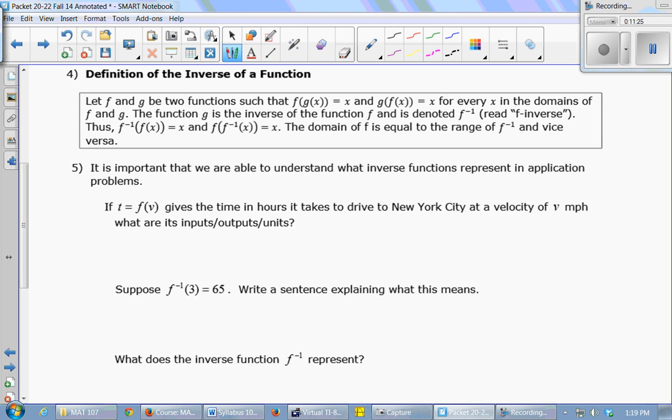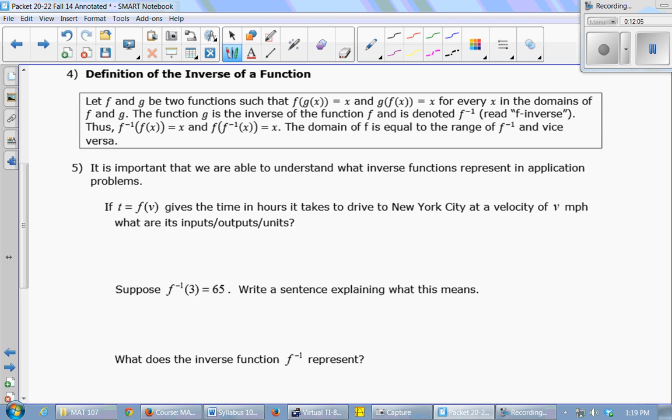Okay, so here's the really mathematical definition of an inverse function. If f and g are two functions such that when you compose them in either order, f of g of x or g of f of x, both give you x, no matter what x you plug in, then the function g is the inverse of f, and it's denoted f to the negative 1. Read that as f inverse. So f inverse of f of x equals x, and f of f inverse of x equals x. The domain of f will be the range of f inverse, and vice versa.